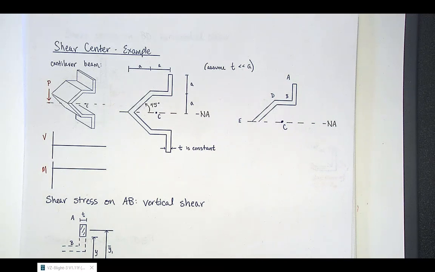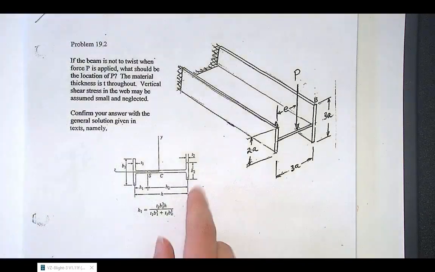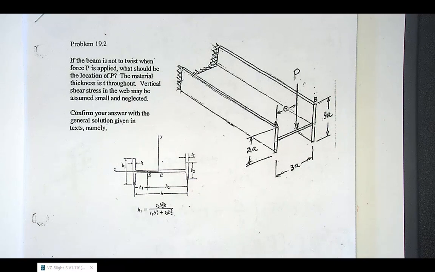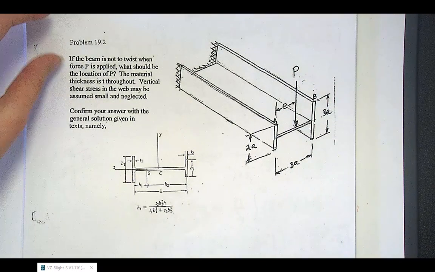You can ignore higher powers of T, like we did in the example. So you're given the textbook solution, so you can confirm your result, but you have to go through the process that we just went through in class to locate that shear center, to identify it in terms of the other geometric properties of the section.